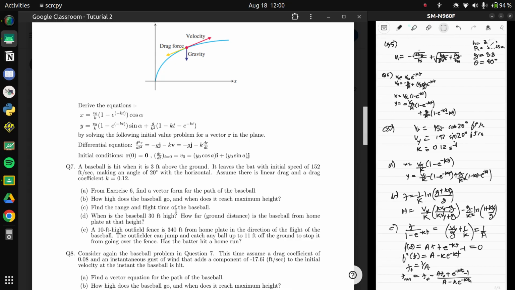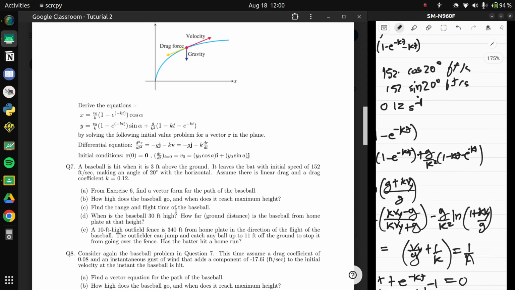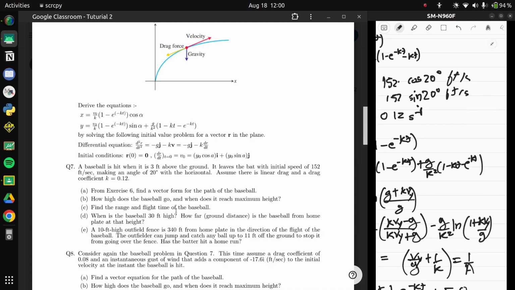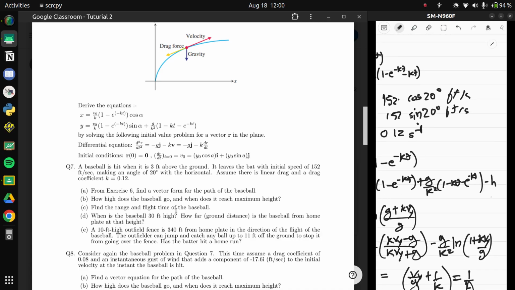So that is C. What about D? When is the baseball 30 feet high? Once again, the same problem. So rather than solving for this, now you'll just have y is equal to all of this minus 30 feet, right? It doesn't really solve anything, unfortunately. Sure. So just say it's some h feet high, right? So you just have, when is this thing going to be equal to 0?